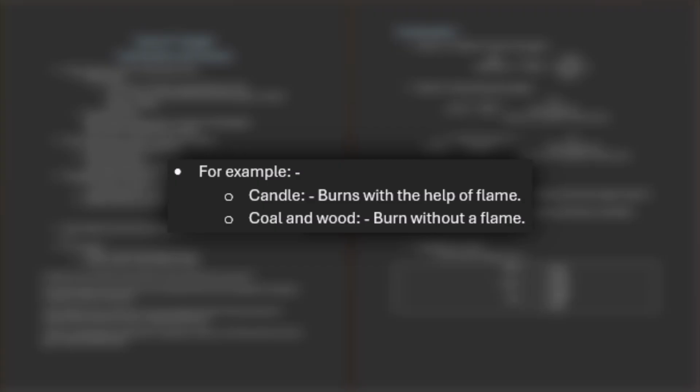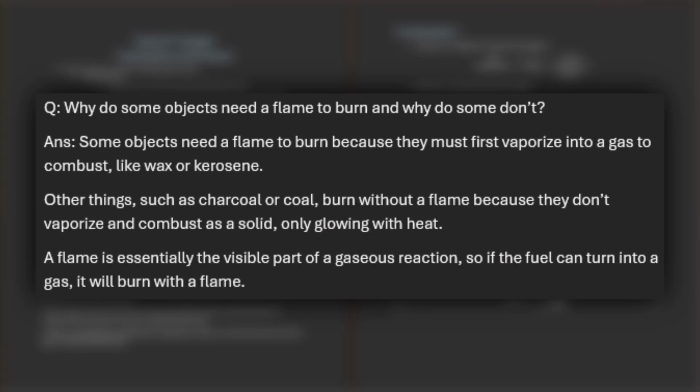And this kind of burning, where coal and wood don't need any flame for burning, is known as spontaneous combustion. Why do objects need flame to burn? This is the question. And the answer is some objects need flame to burn because they must first vaporize into a gas to combust, like wax or kerosene. They have to reduce their ignition temperature as well. That is why they need flame for burning.